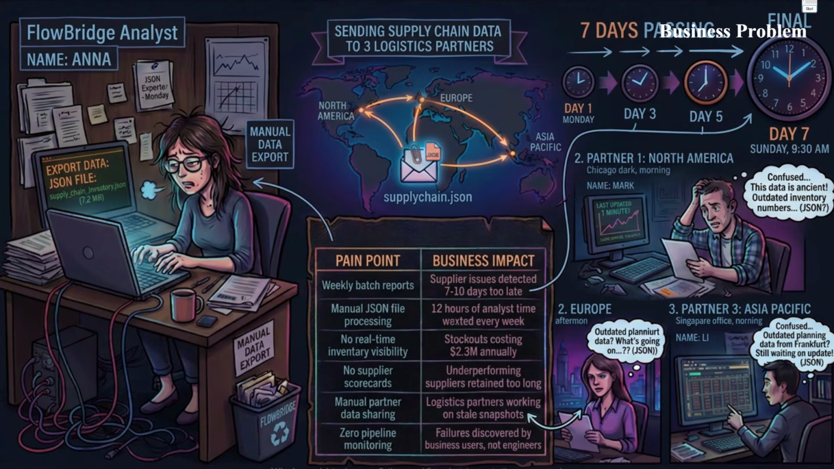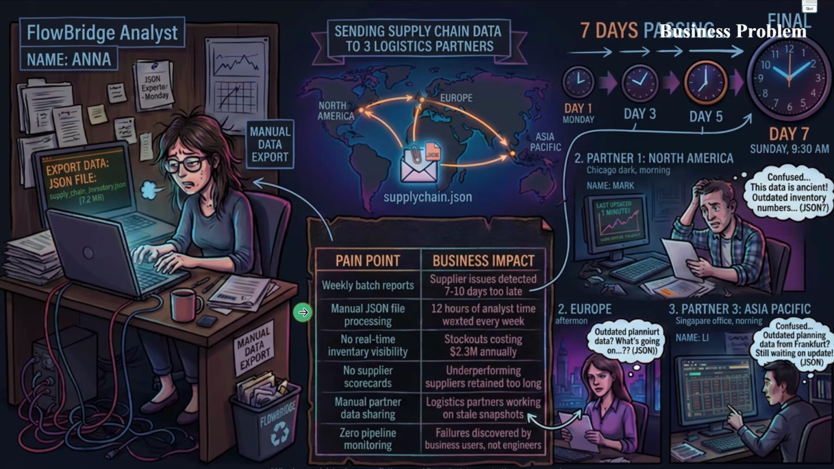Every Monday morning, Flowbridge analysts manually export their data and then send it to their 3 logistics partners. So 7 days have already passed before those partners even see that data. This is the core problem and it shows up across 6 specific pain points. The first is weekly batch reports. By the time a supplier issue appears in the weekly report, it is already 7 to 10 days old. By then, 200 delayed orders have already shipped. So the damage is already done before anyone even knows there was a problem.